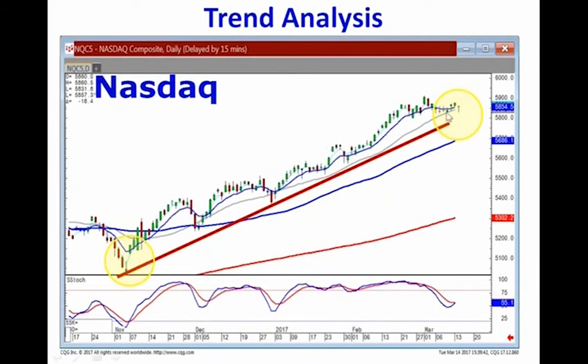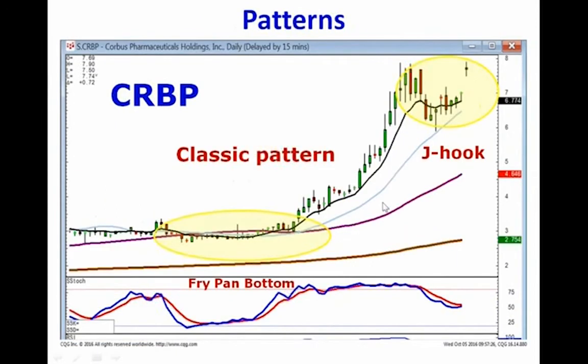This is what the trend has been doing. I think I've got a more updated chart. This is what we call the classic pattern. Again, this is the advantage we have with candlestick analysis, is we can see which patterns are working. There's our fry pan bottom. As you can see, you couldn't trade this one way or the other for weeks on end until we had the breakout of that pattern.